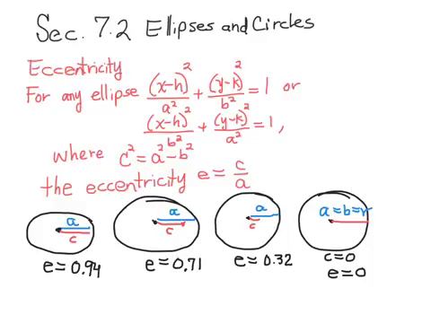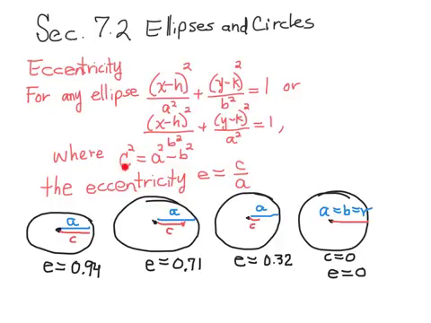Okay, so now section 7.2, ellipses and circles. I'm going to be talking about the eccentricity. For ellipses, either in this form where the x is elongated horizontally, or where the y is elongated vertically, that's what the a squared is here, and this is where the a squared is over here.